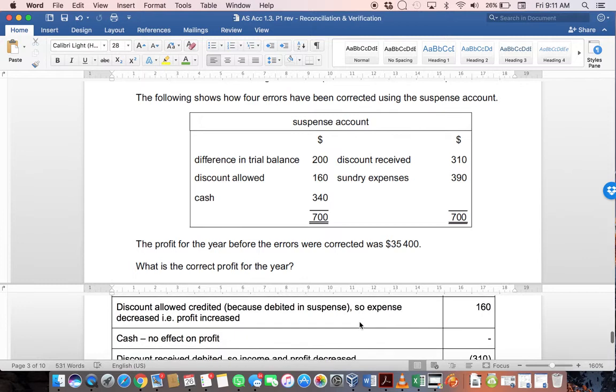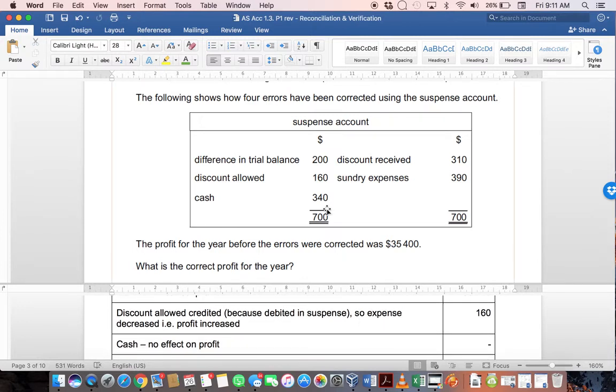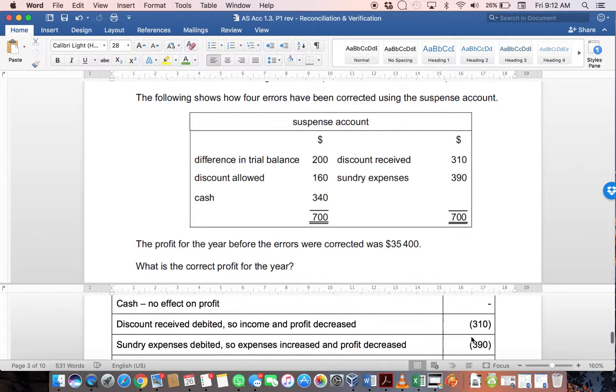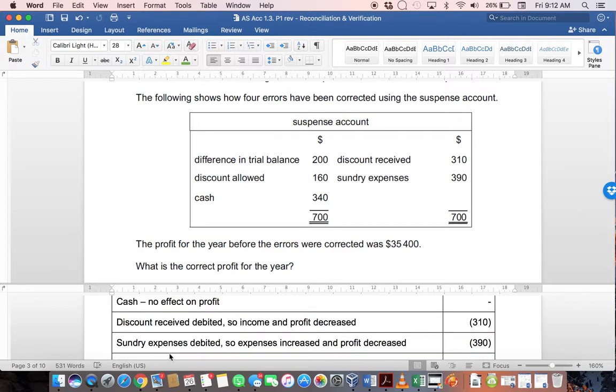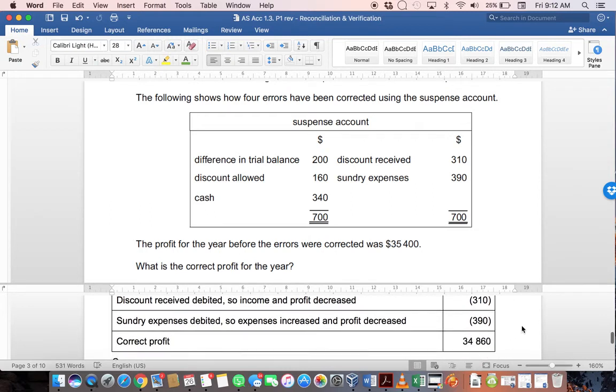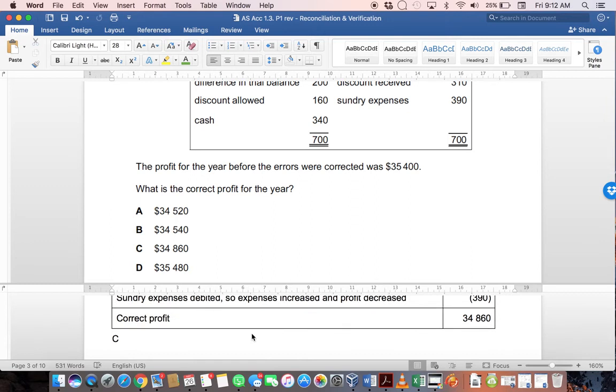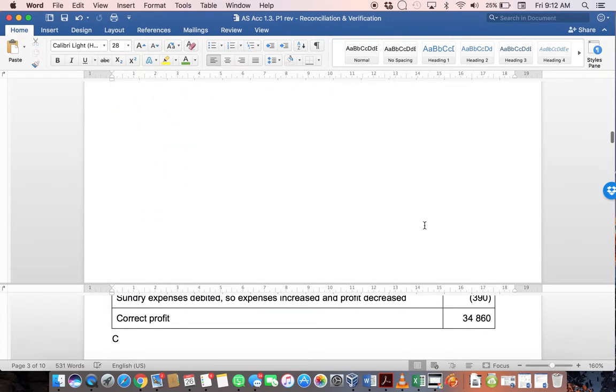This cash amount of 340, remember that a cash correction is not actually going to affect profit at all, so we leave it out. Discount received, as we worked out for the discount allowed, discount received must be debited, and so therefore the income and the profit are decreasing. So I'm going to subtract 310. And similarly, sundry expenses are debited, so my expenses are increasing, and when expenses get bigger, the profit is getting smaller, so I will subtract 390, and that is how I would work out a correct profit of 34860. You now go and have a look at the options given to you, and you can see there C is an answer, and that is what you would choose.